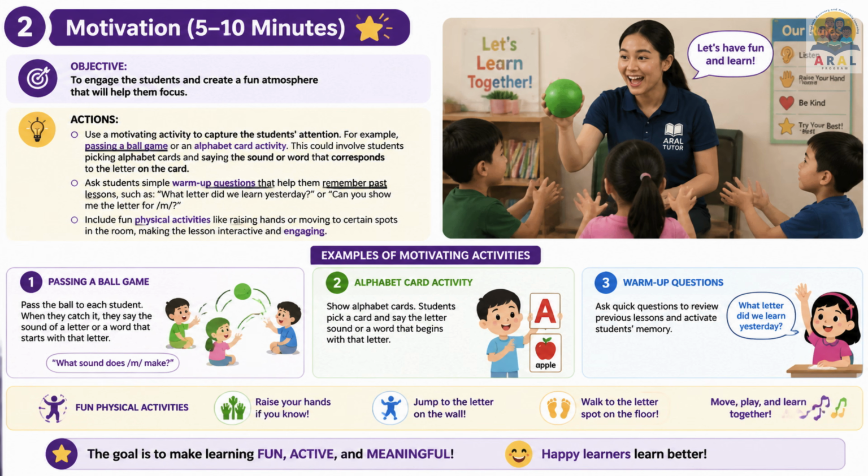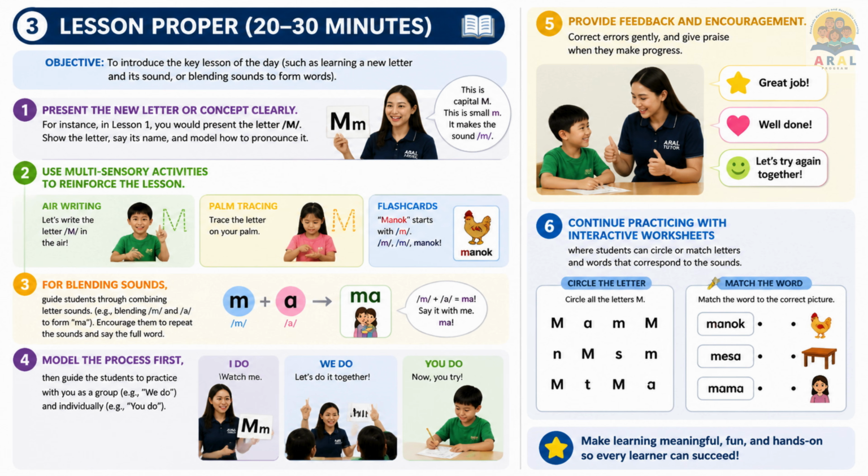Ask students simple warm-up questions that help them remember past lessons, such as, "What letter did we learn yesterday?" Or, "Can you show me the letter for M?" And include fun physical activities like raising hands or moving to certain spots in the room, making the lesson interactive and engaging. Number 3 is the lesson proper, good for 20 to 30 minutes.